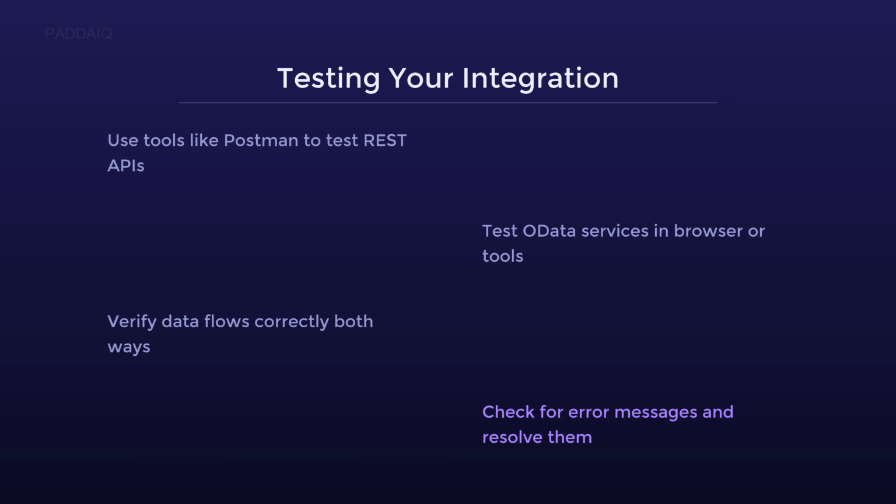Check for error messages and resolve them. This means monitoring your integration flow for any failures and fixing issues like incorrect data formats. For example, if a customer order fails due to a missing product ID, you would locate the error log, identify the problem, and correct the ID. Consistently addressing errors ensures your integration runs reliably.